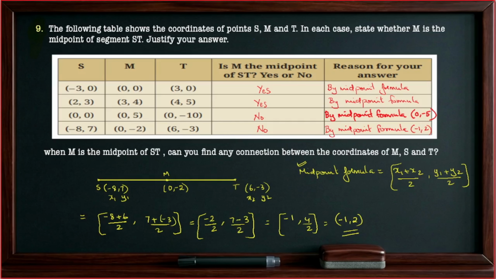formula. Okay, here there is a question like, when M is the midpoint of ST, can you find any connection between the coordinates of M, S, and T? See, in the first two cases, you got the midpoint correct. So here the connection is what? It's the midpoint formula. Yes, the connection here is the midpoint formula. I hope you understood this question. Now let us move on to the next question.